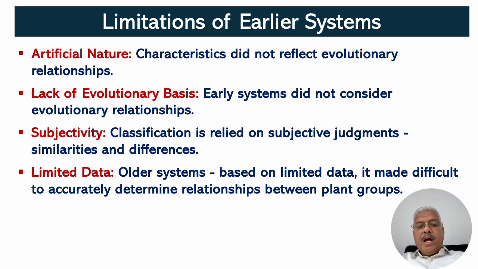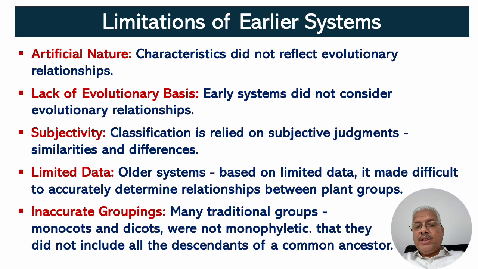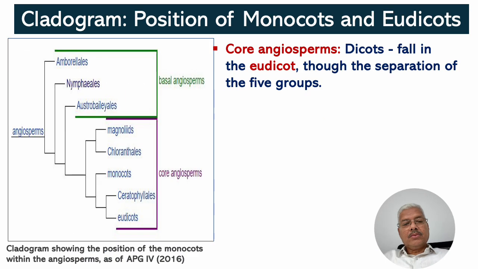As our understanding of the evolutionary relationships has improved, it has become clear that many traditional groups, such as Monocots and Dicots, were not monophyletic. This means that they did not include all of the descendants of a common ancestor. So this is the cladogram showing the position of monocots and eudicots within the angiosperms as per APG4.